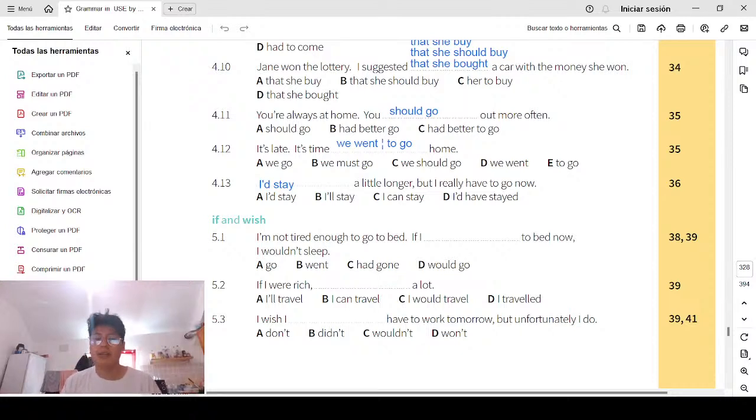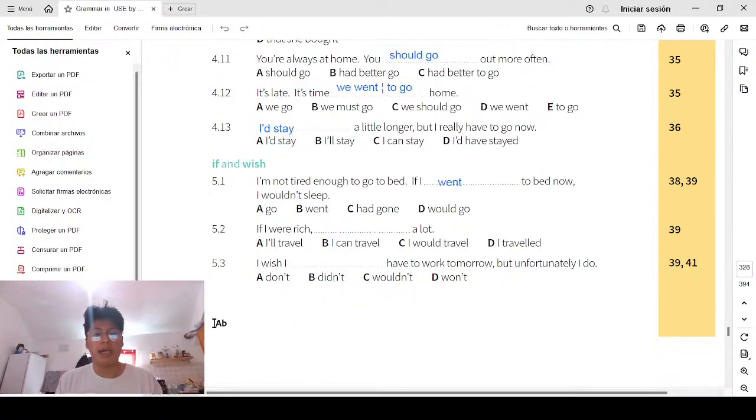Okay, so in that case, "went." This is the second conditional. We're talking about a hypothetical situation, imaginary situations, right? That situation that is not really true. In this case, I'm not tired enough to go to bed. If I went to bed, we're talking about the hypothetical situation, I wouldn't sleep. Okay, second conditional. Next one.